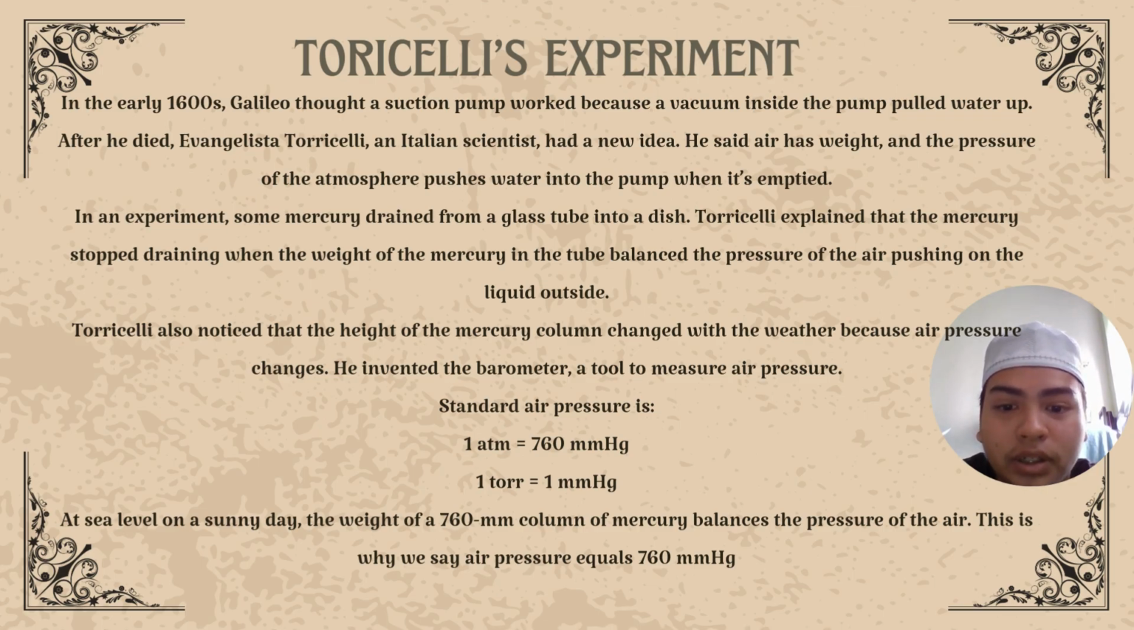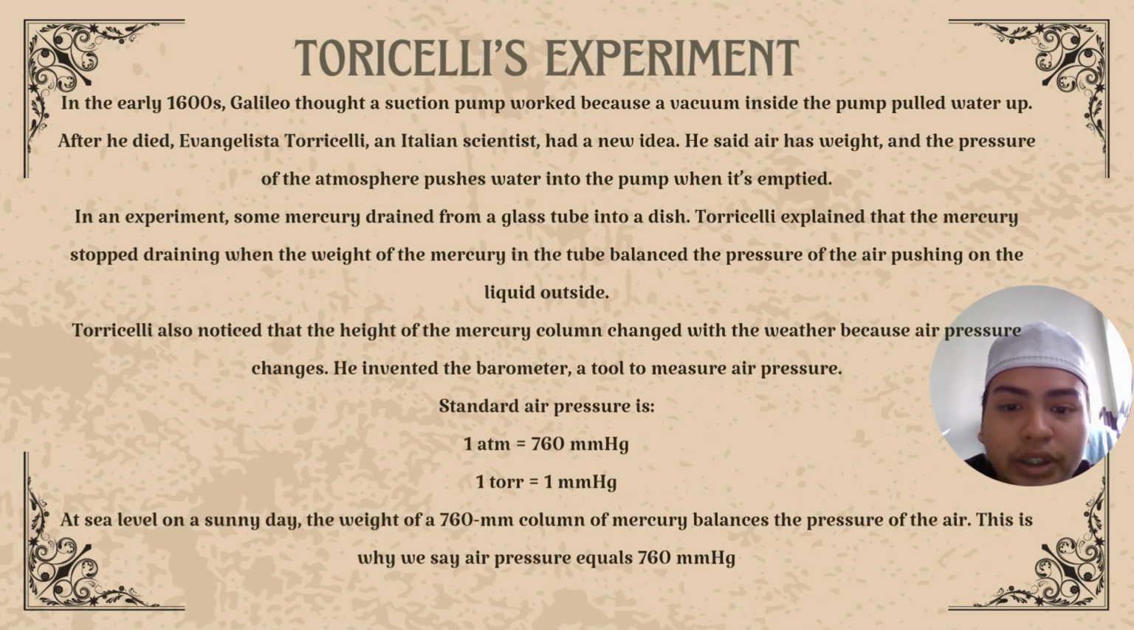In an experiment, some mercury drained from a glass tube into a dish. Torricelli explained that the mercury stopped draining when the weight of the mercury in the tube balanced the pressure of the air pushing on the liquid outside. Torricelli also noticed that the height of the mercury column changed with the weather because the air pressure changes. He invented the barometer, a tool to measure air pressure.